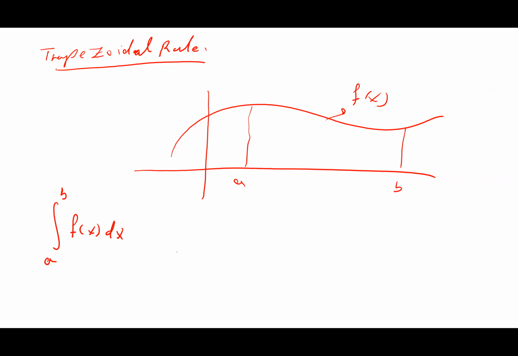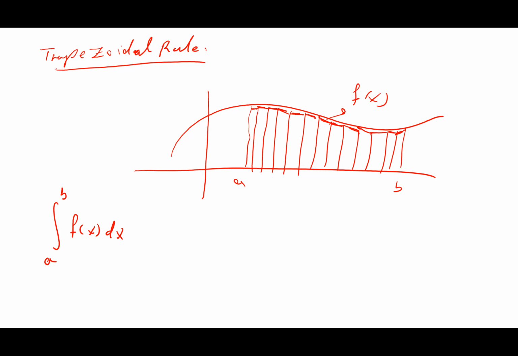If the function f of x is not easy to evaluate or to find the integration, and we need to approximate it, we will just partition the interval A and B into sub-intervals. It will be with equal distance. And we construct trapezoids, and find the area for each one of these trapezoids.